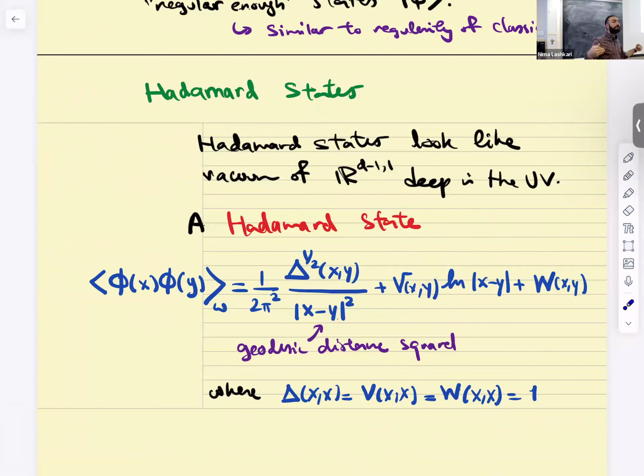These are states that deep in the UV look like the vacuum of quantum field theory in R^{D-1,1}. So what is the 2-point function of a free scalar field in the vacuum in D-1,1 dimensions? Sorry, in 4 dimensions, 3,1 dimensions. What's the 2-point function if they are space-like separated? Let's say the distance is much, much smaller than the inverse mass.